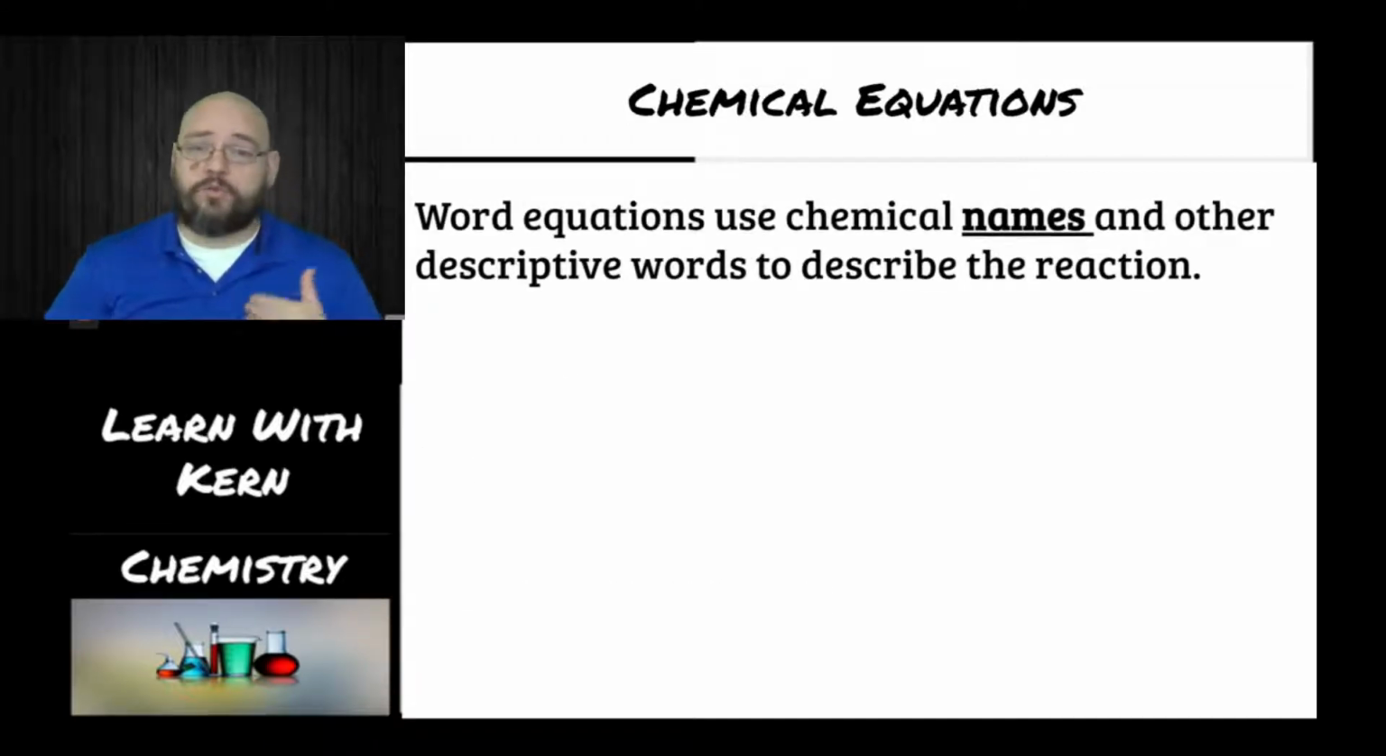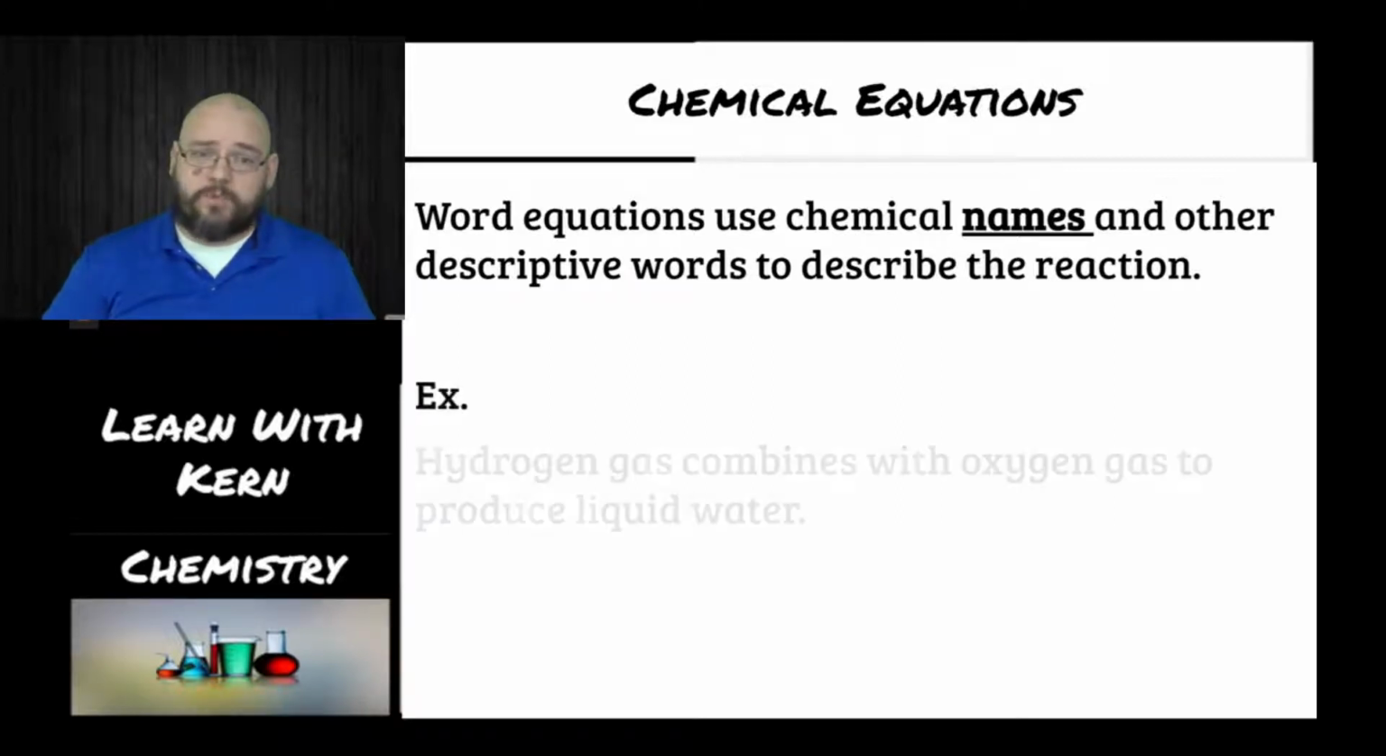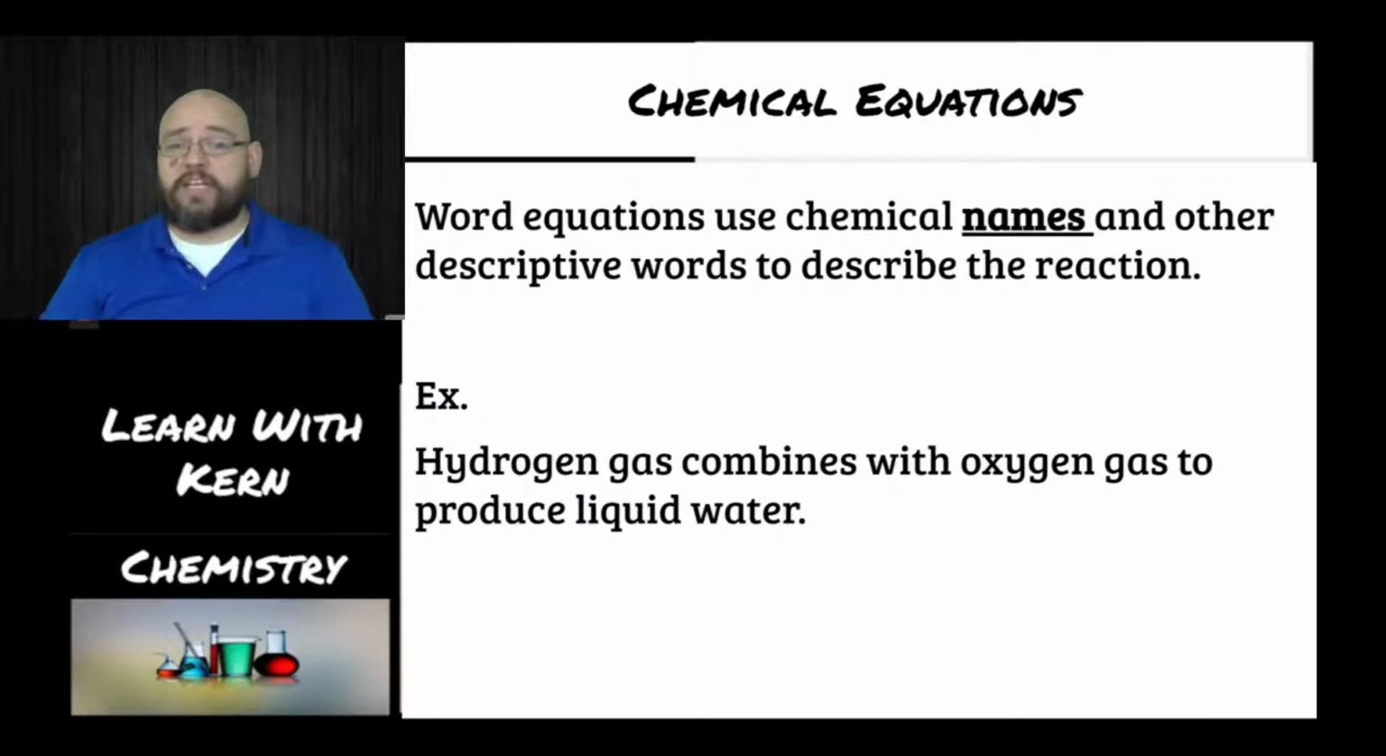Word equations use chemical names and other descriptive words to describe the reaction. So you're going to have those IUPAC chemical names that tell you what chemicals are involved, and then there's going to be some other words that tell you what they're doing. An example: hydrogen gas combines with oxygen gas to produce liquid water. So we have words telling us that hydrogen and oxygen are combining and producing water. And we're told that the hydrogen is a gas, the oxygen is a gas, and the water is a liquid. So it has descriptive words. This is a word equation. It's basically just a sentence telling us what is going on in the chemical reaction.